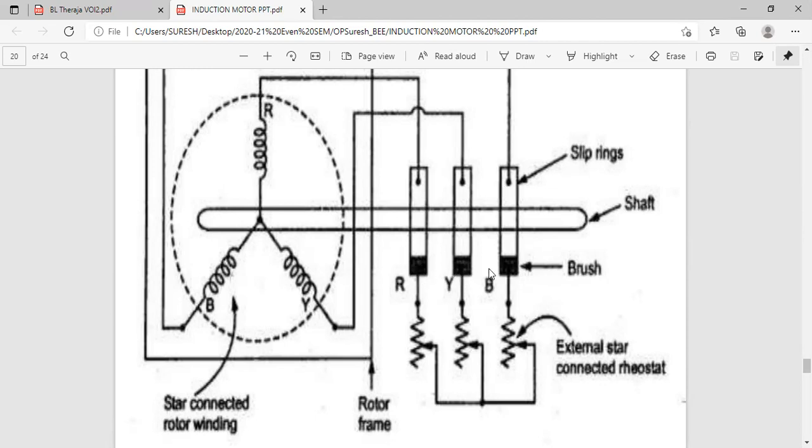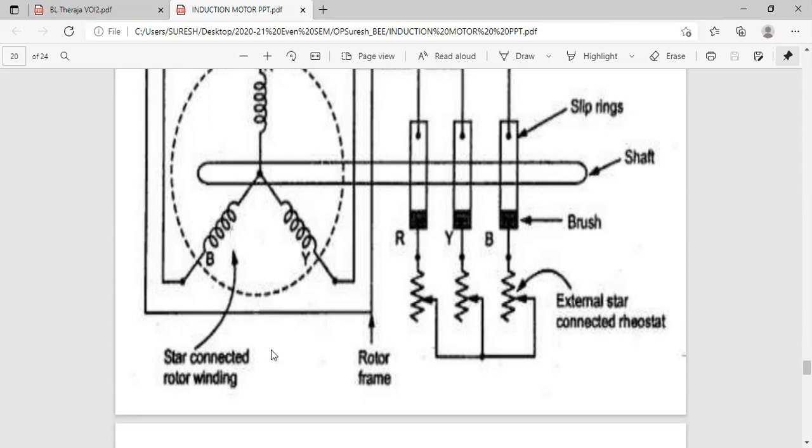Now for this, these slip rings are not short circuited. In a squirrel cage, the slip rings are short circuited. But in a slip ring induction motor, they are connected to external star connected rheostats. These three rheostats are in star connection. By varying these variable rheostats, we can vary the speed of this slip ring induction motor. That is the advantage of the slip ring induction motor.